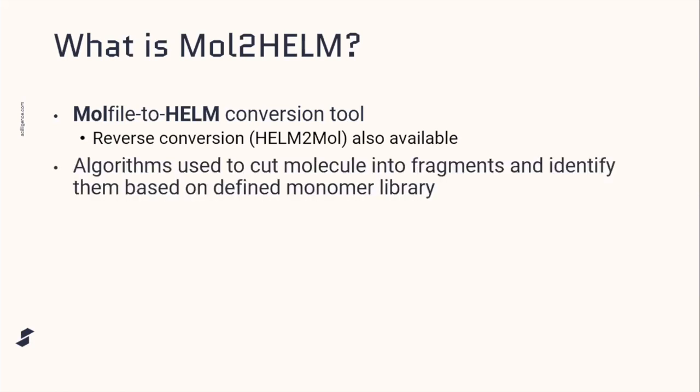So our Multi-HELM tool uses algorithms to cut the molecule into fragments at certain points and identify them based on the defined monomer library in Scilligence's monomer manager. So this is really the biggest challenge that Multi-HELM aims to address: determining in an automated way which bonds of the molecule to cut to get your individual monomers and figure out your connections.